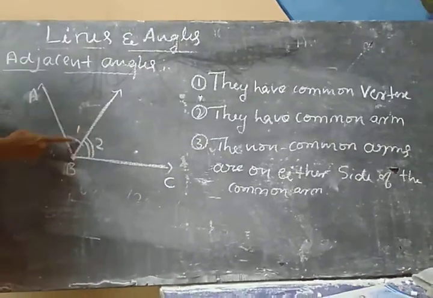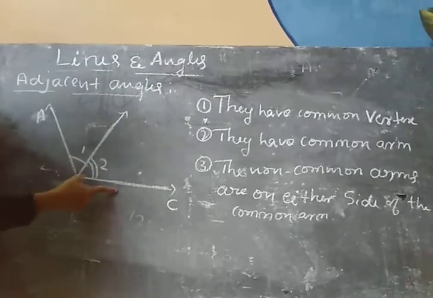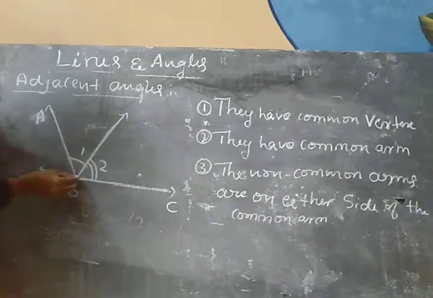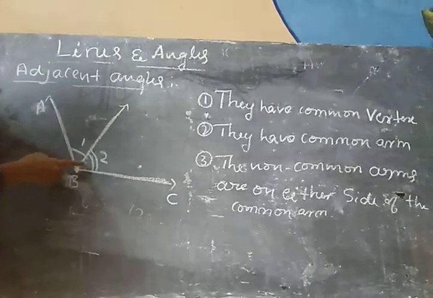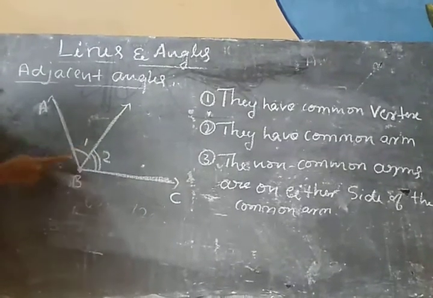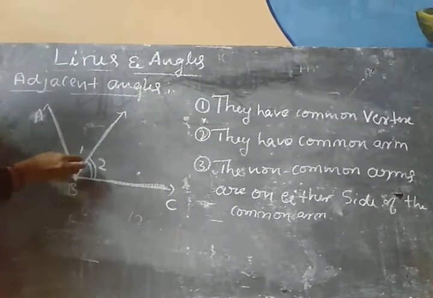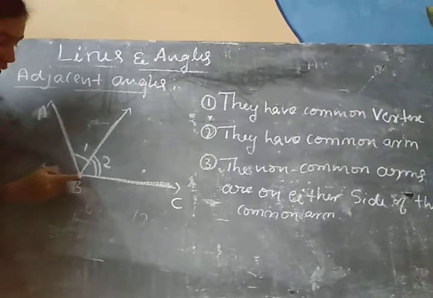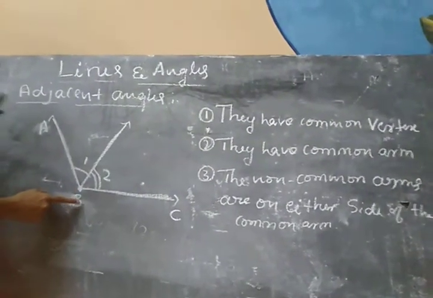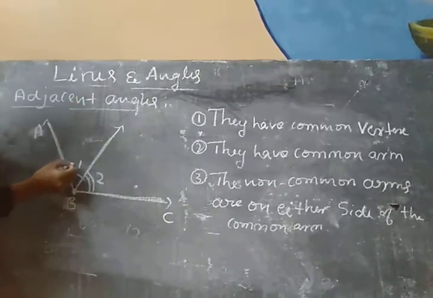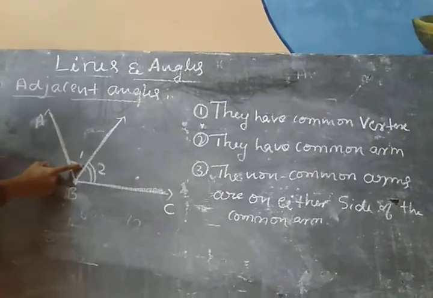Okay, and one more thing here, the non-common arms are on either side of the common arm. So these are the non-common arms. Okay, this is the common arm for both the angles. So this side and this side are non-common arms, and both the angles have the same vertex. The vertex is B. So this is the condition that should be followed by adjacent angles, and here angles 1 and 2 are called adjacent angles.